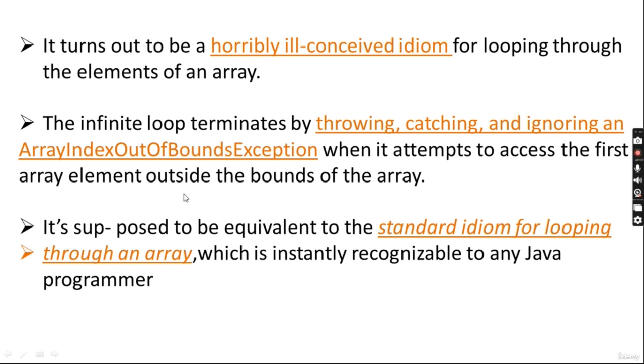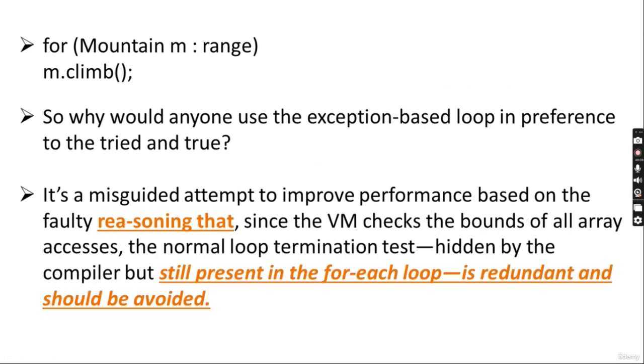It is supposed to be equivalent to the standard idiom for looping through an array, which is instantly recognizable to any Java programmer: for each m in range, m.climb(). So why should anyone use the exception-based loop in preference to the tried and true? It's a misguided attempt to improve performance, based on the faulty reasoning that since the virtual machine checks the bounds of all array accesses, the normal loop termination test, hidden by the compiler but still present in the for-each loop, is redundant and should be avoided.